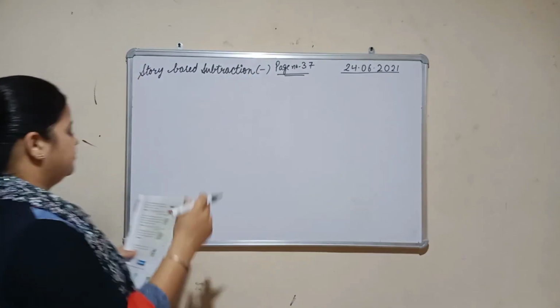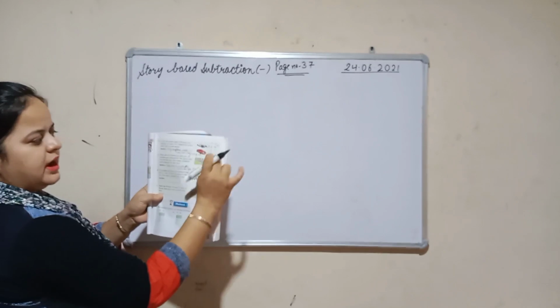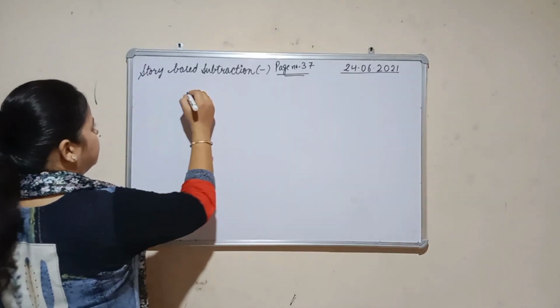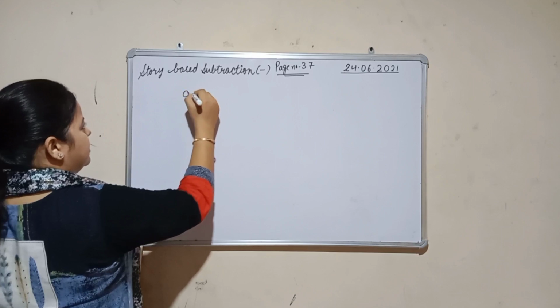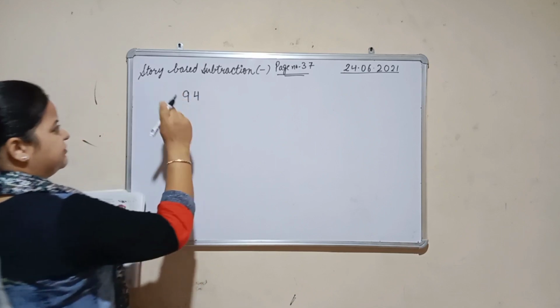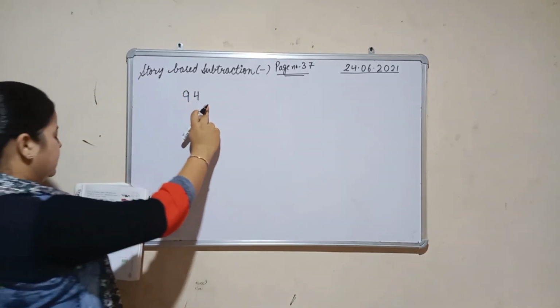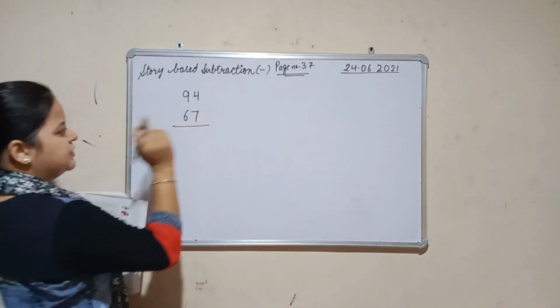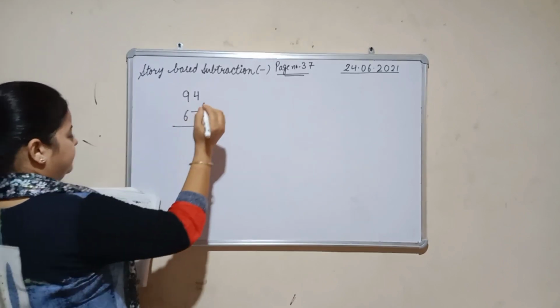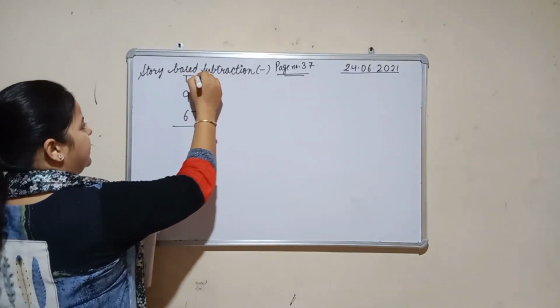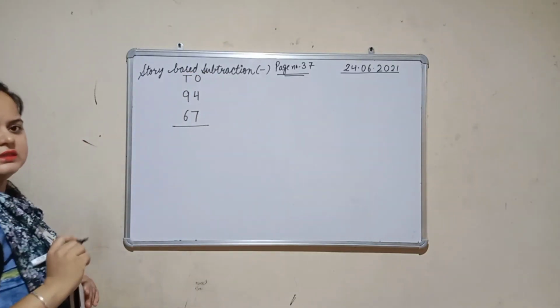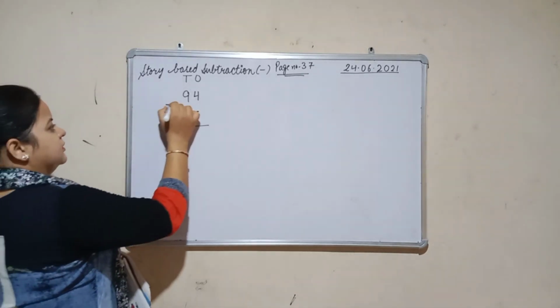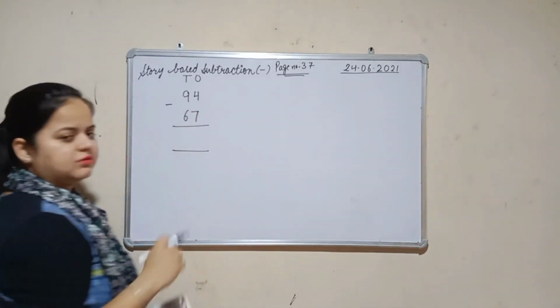OK, so first here you have been given the space for solving the sum. You have to write the bigger number on top, 94, the cost of the aeroplane, and the other number is 67, the cost of the racing car. Here on top you have to write tens and ones. Okay, now we will solve it.